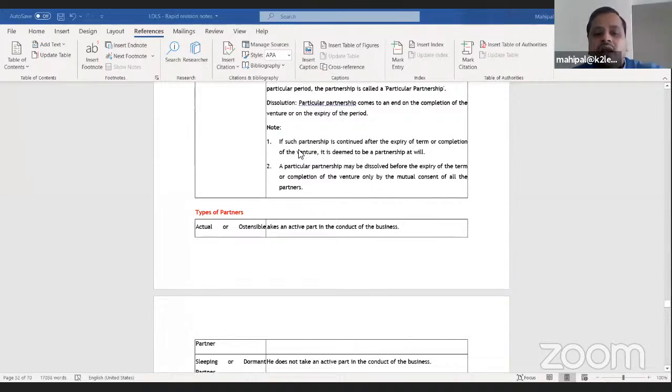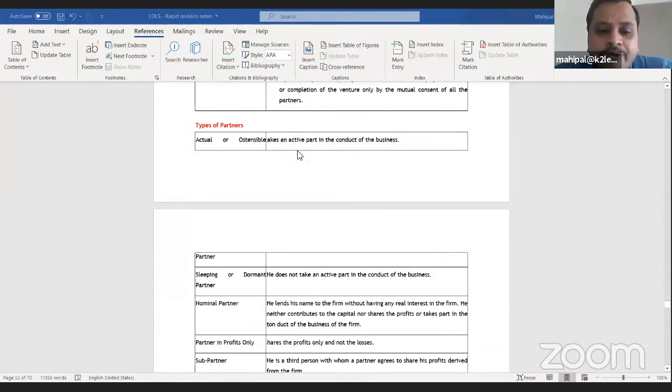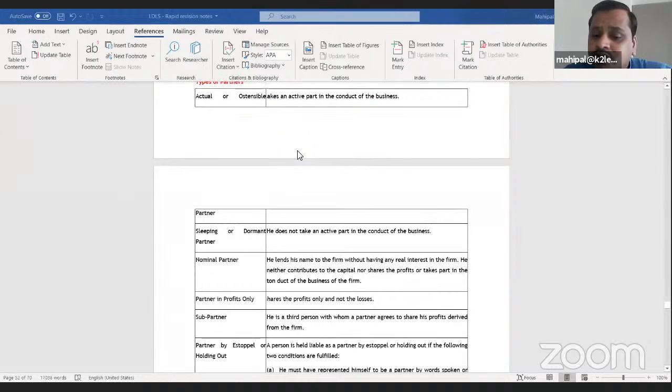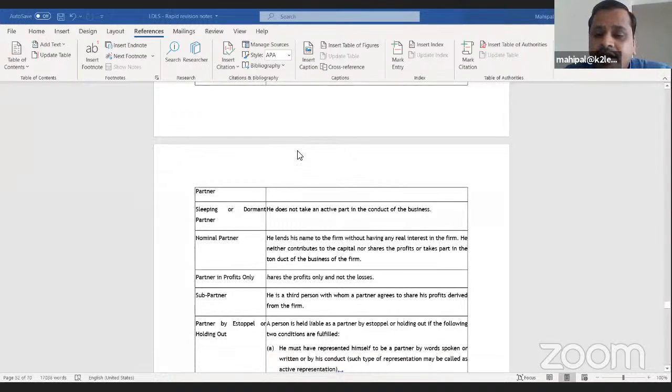Next, types of partner: active partner, who takes active part in the conduct of the business; sleeping partner, who does not take active part in the business but whose identity is not known to the outside world; nominal partner, who lends his name to the firm. He neither contributes capital nor has any part in the day-to-day operation of the firm.